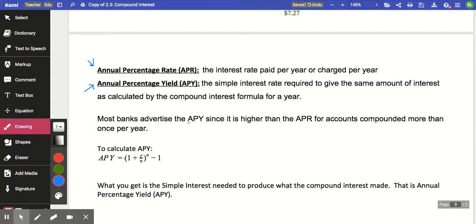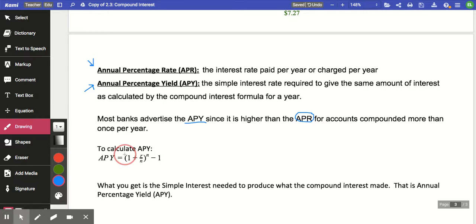So the reason this is significant is that most banks advertise the APY if you're opening a savings account or something, since it's higher than the APR. If you're opening up a credit card or requiring a loan, they will present it to you as the APR, since that would be lower than the APY. So it's fairly simple to calculate APY.